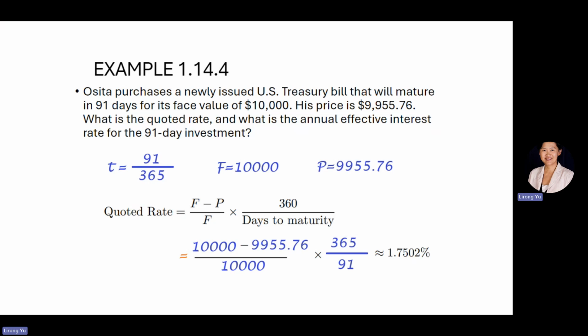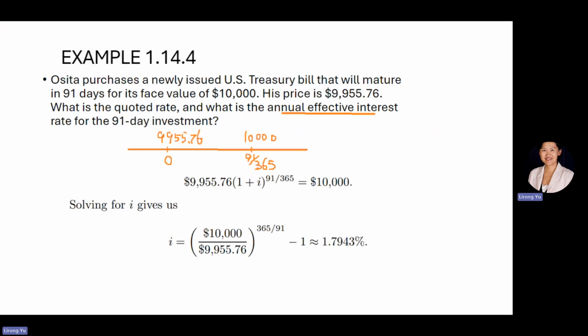The second question is, what is the annual effective interest rate? That is really the I that we want to calculate because it's annual, it has to be related to the whole year. So here we try to compare that. If we want to find the annual effective interest rate, we have this equation. This is what we pay right now. This is what we get in 1 year. So our time frame is actually 91/365.